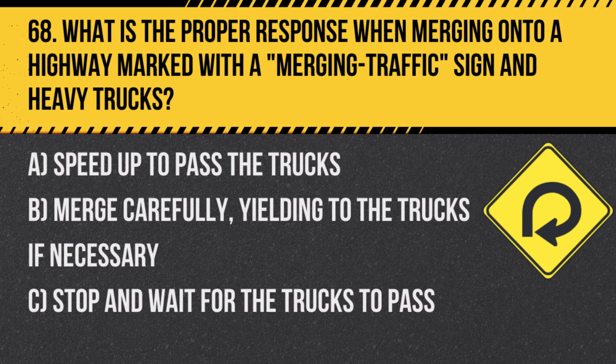Question 68. What is the proper response when merging onto a highway marked with a merging traffic sign and heavy trucks? A. Speed up to pass the trucks. B. Merge carefully, yielding to the trucks if necessary. C. Stop and wait for the trucks to pass. Answer: B. Merge carefully, yielding to the trucks if necessary. Safety is the priority when merging with heavy traffic.